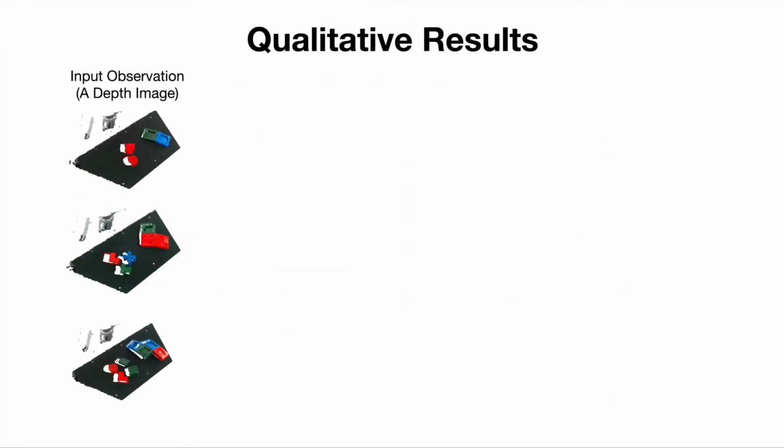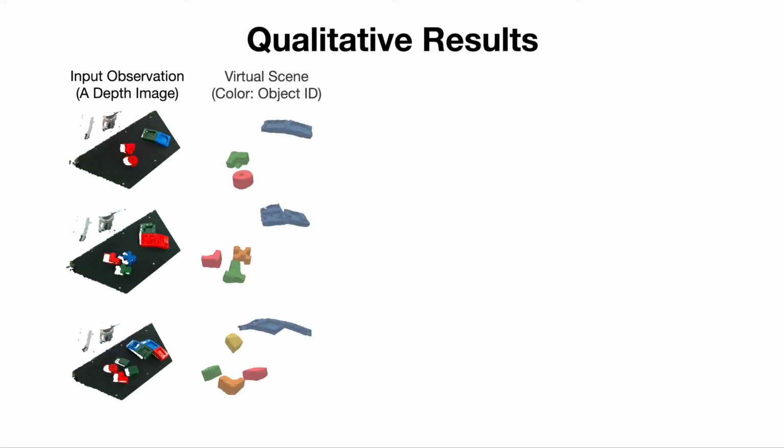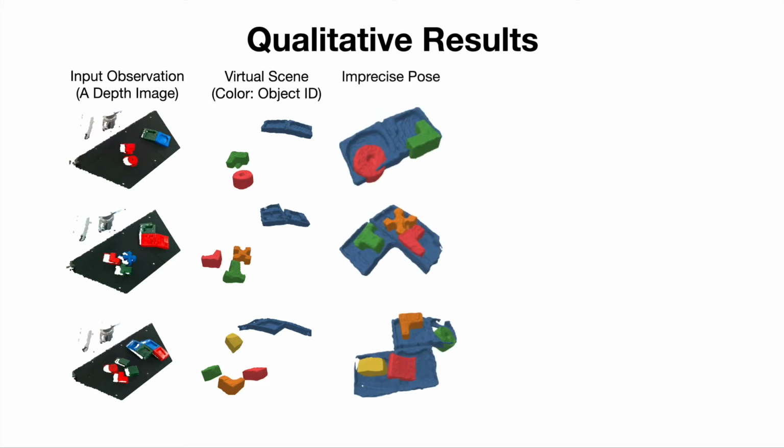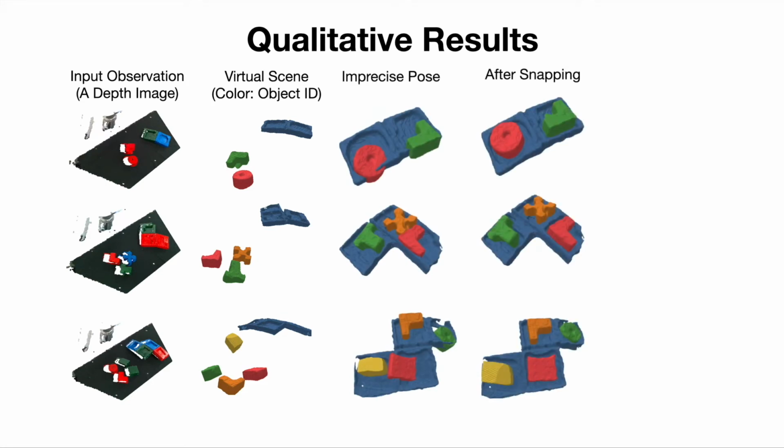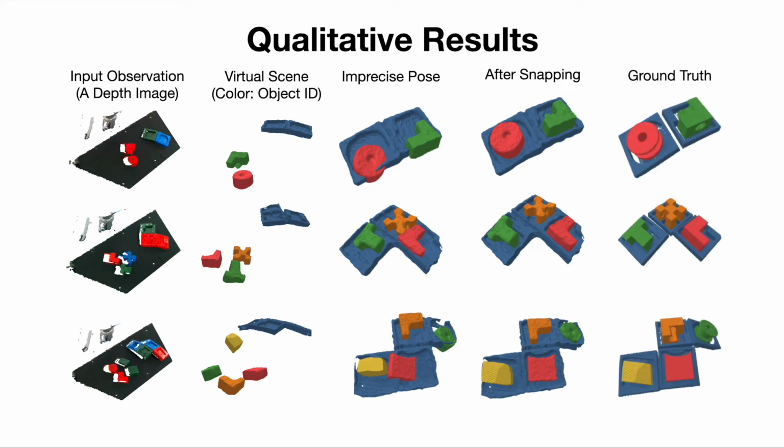Now we show some qualitative results. Given an input observation, our scene completion algorithm first transforms it into a virtual scene. Then with some imprecise poses, SnapNet finds the correct 6-DoF poses. We also show the ground truth as a comparison.